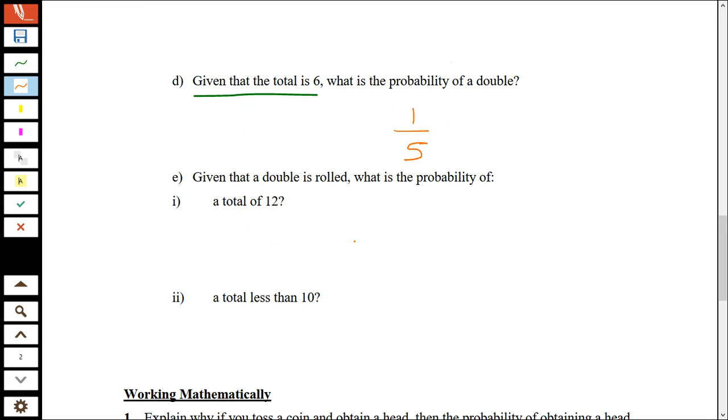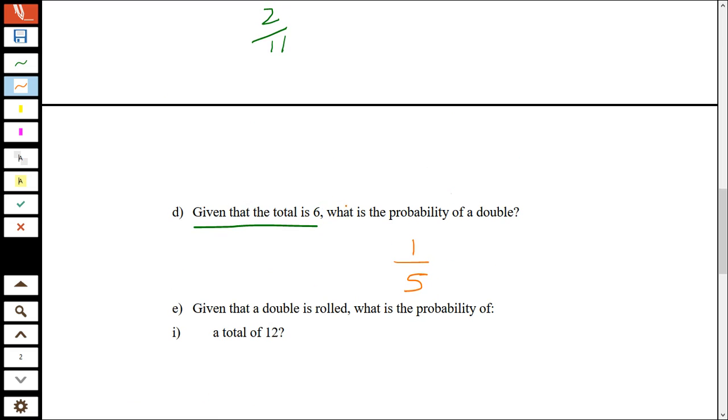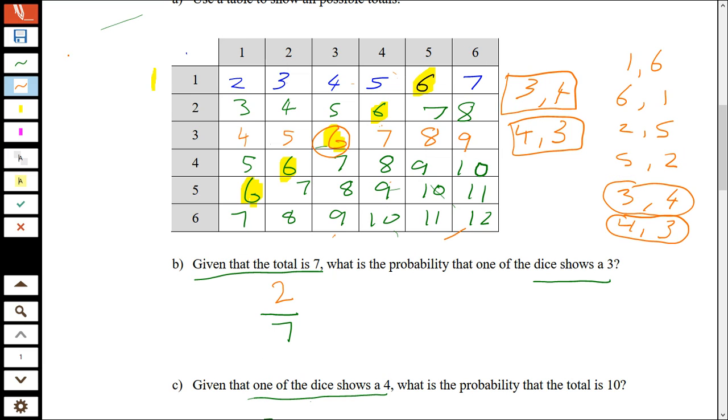Now, next, given that a double is rolled, what is the probability of a total of 12? Given that a double is rolled, what is the probability of a total of 12? Okay, so let's go back to find all the doubles. Okay, so let's just delete the previous markings. Given that a double is rolled. Now, what are the doubles? Double 5. Yep, whoops. Don't want that. We want to keep that as the 10. Double 5. Okay, so that's a double.